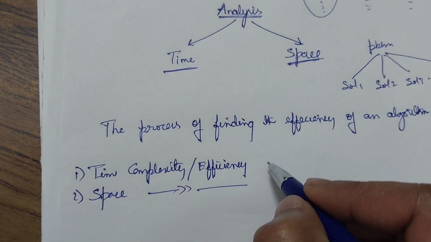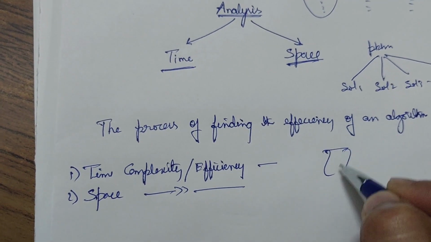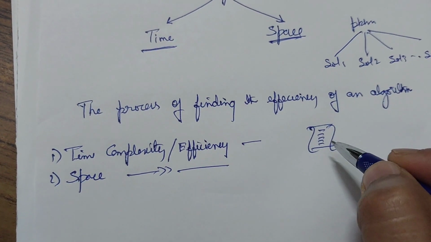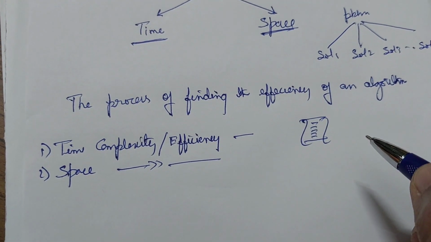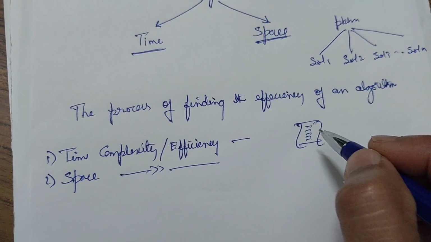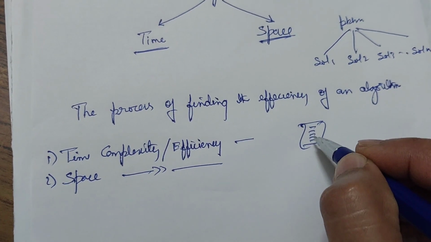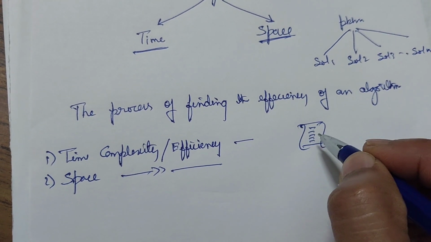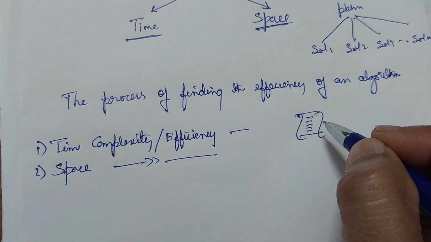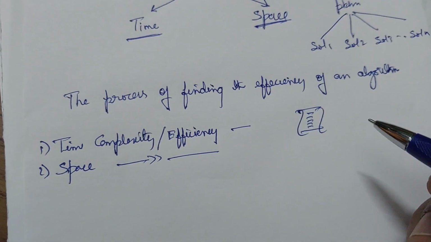Now what do you mean by time complexity? Time complexity means when we write any program or any algorithm, how much time it takes to complete the operation. That is called time complexity. That means how much time our algorithm is taking to produce the desired output, that is called time efficiency, or also time complexity.